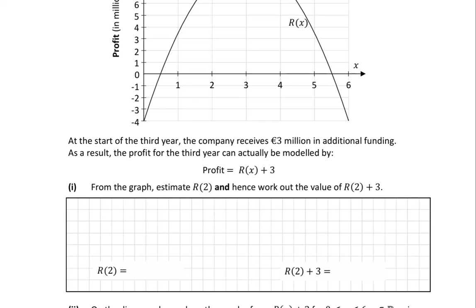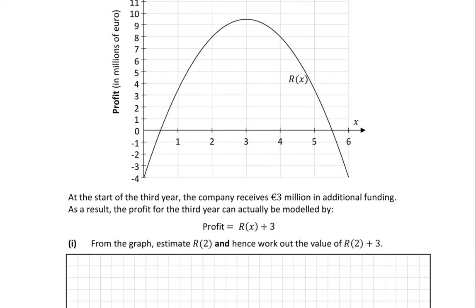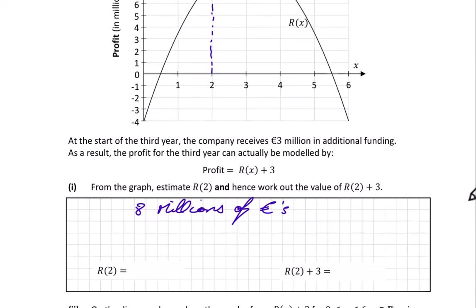From the graph, estimate R of 2 and hence work out the value of R of 2 plus 3. So R of 2 is just going to be, again, you'd use a ruler and you would just come up along here from 2 and then across here. It looks like 8, so it's just going to be 8, and this is the profit, so it's in millions of euros. Okay, and then it says hence work out the value of R of 2 plus 3. So we have 8 here, in millions of euros, and then R of 2 plus 3 is just going to be 11 million euros.